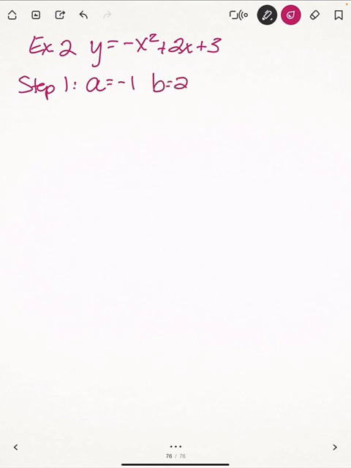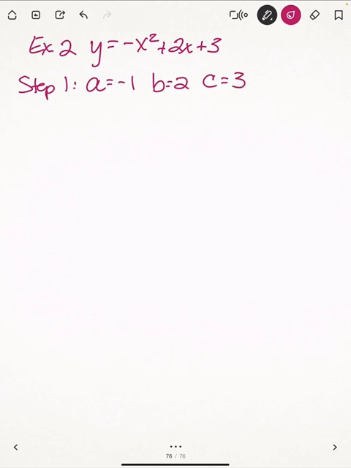This time I'm going to give you y equals negative x squared plus 2x plus 3. So again, step 1 is to identify our a, b, and c. Our a is negative 1, our b is 2, and our c is positive 3.